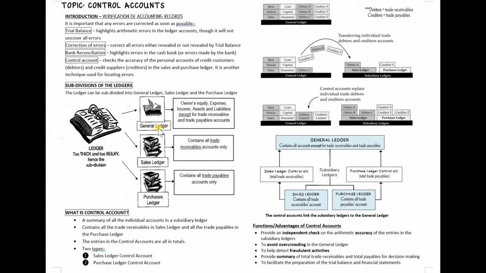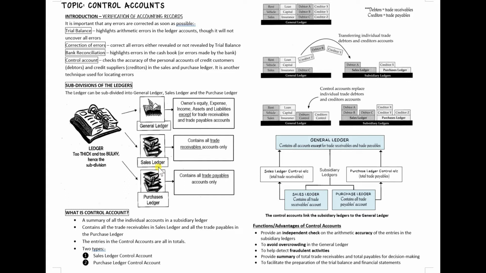So what will be recorded in the general ledger? You can see that this is the accounting equation here: asset, liability, and owner equity accounts, as well as the income and expenses accounts, except for the trade receivables and trade payables accounts, because these two will be recorded elsewhere. The sales ledger will record all the trade receivables accounts, whereas the purchase ledger will record all the trade payables accounts only, okay.